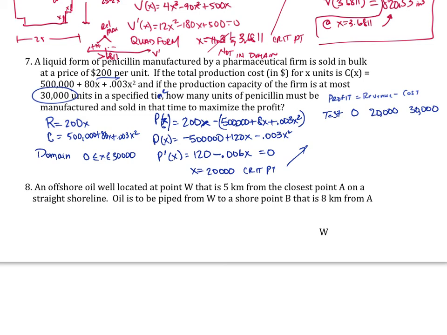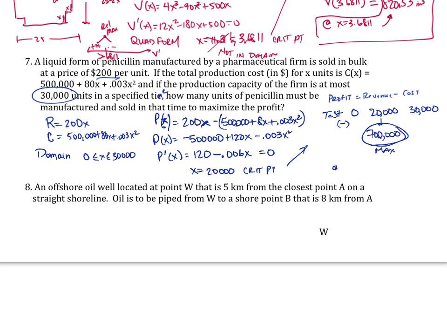Okay, so I need to test these 3 points. All right, if I put in 0, obviously I will get a negative. I'll lose money, right? I won't have any profit. And if I put in 20,000, I'll get a profit of 700,000. And then if I put 30,000 in, I'll save you guys the time, and it's not going to end up being any greater than that. So this ends up being the maximum right here.